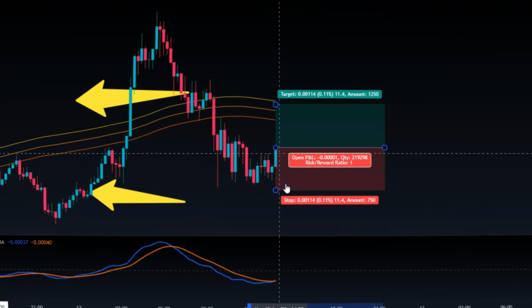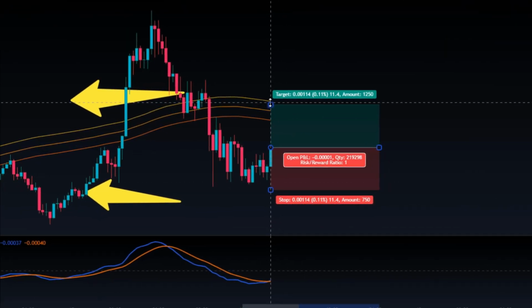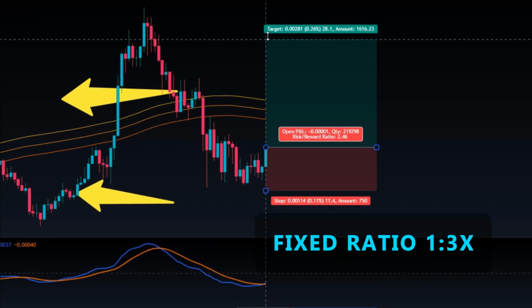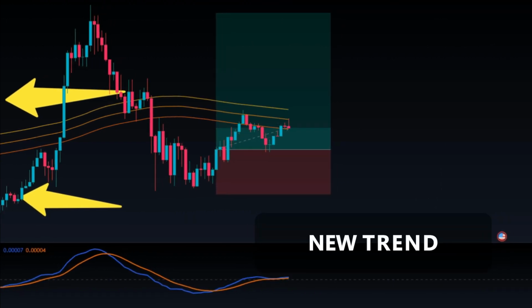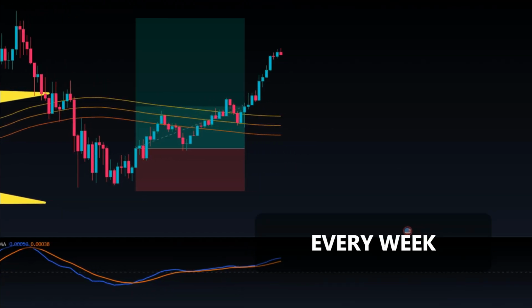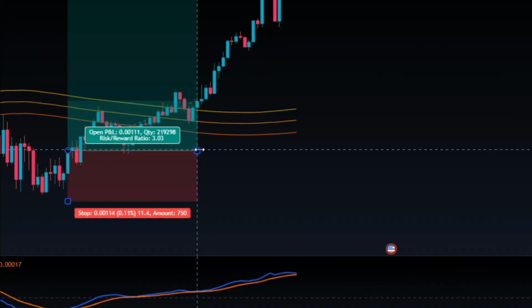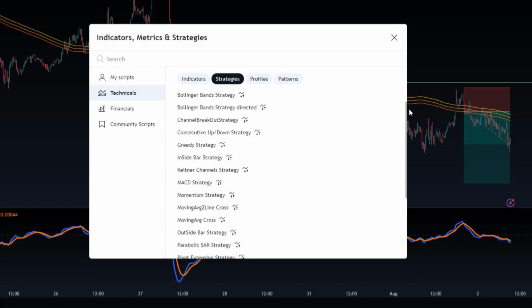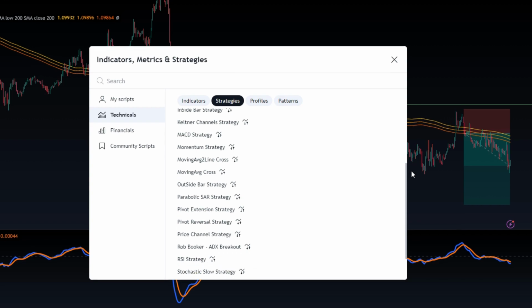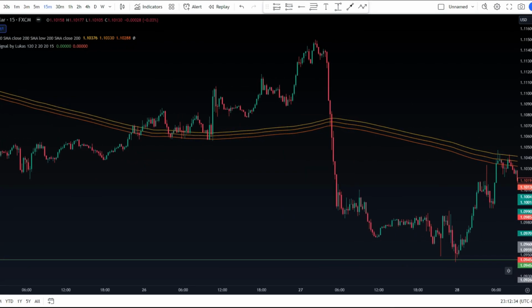But if we don't want to target swing high and swing low, this is the same entry setup, but we're gonna take 1:3 ratio. The reason this strategy is profitable is because we are following a new trend at the start of each week. And I'm gonna show you step by step how to set this up on your chart. By the way, you can use any trend following indicator for entry signals. It will still be profitable.